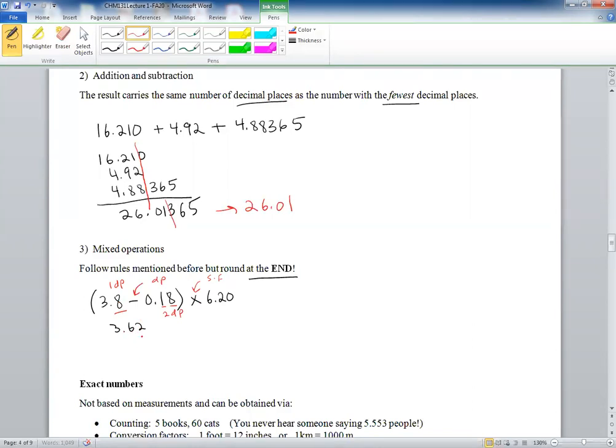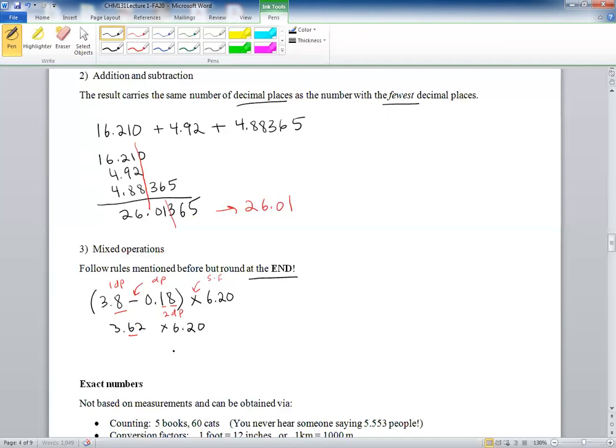But we don't round now. We don't drop the 2. We still keep it. So what we do is we just put a line underneath to remind us that we have one decimal place if we were to stop. So then we go on to the next step, which is now multiplication. 6.2, I brought this down. And now the rule changes.